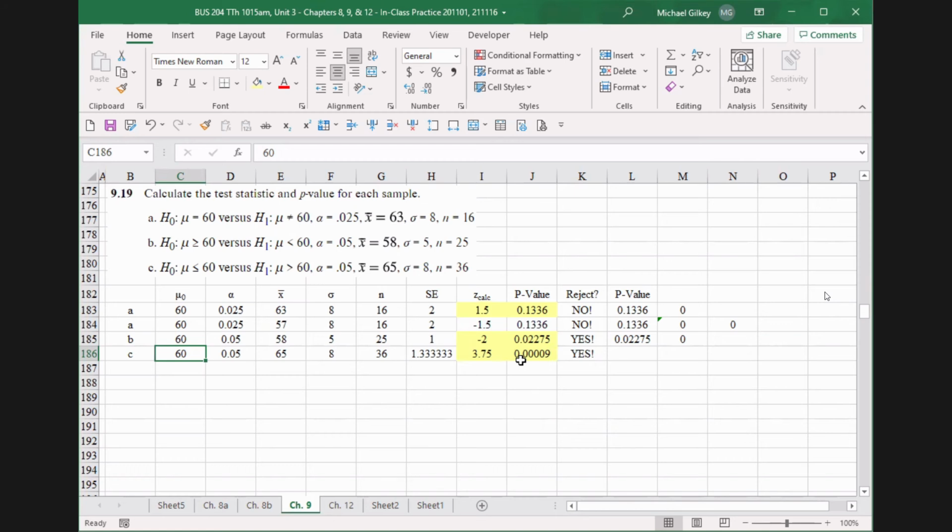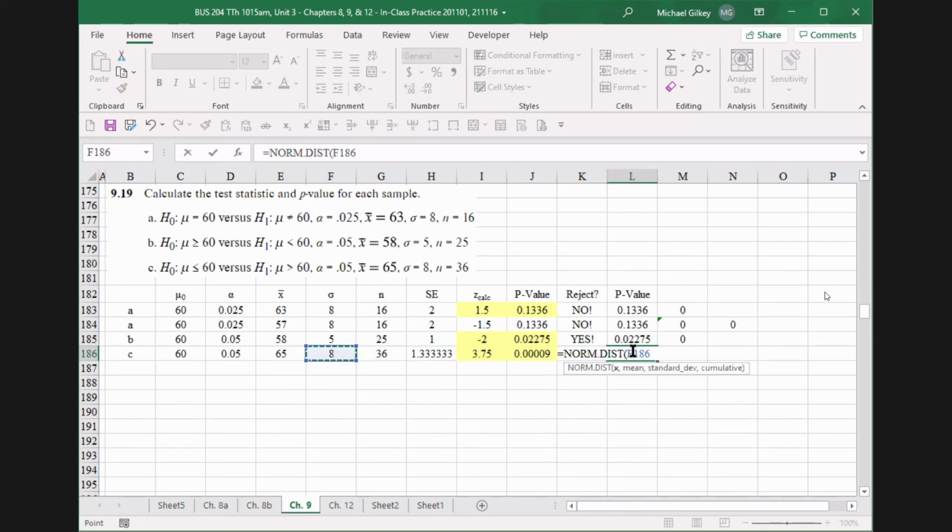That's pretty rare, isn't it? Yeah. Okay, so you would say this is beyond overwhelming. This is just incredibly, unbelievably strong evidence that our null hypothesis is wrong. And again, I can compute that same number using norm.dist and our real values.